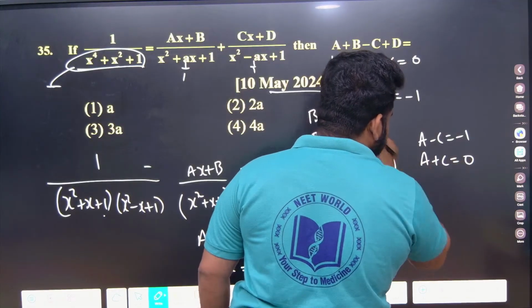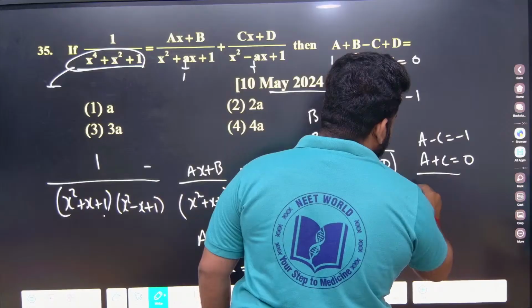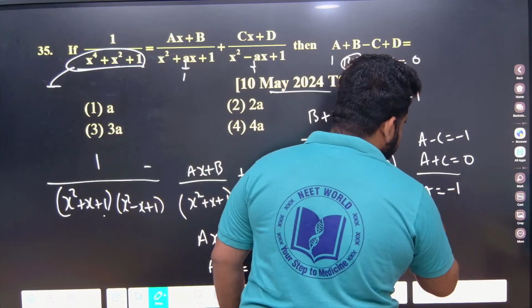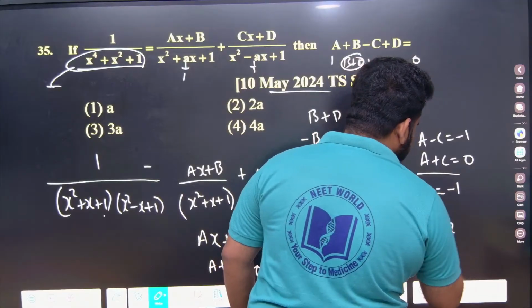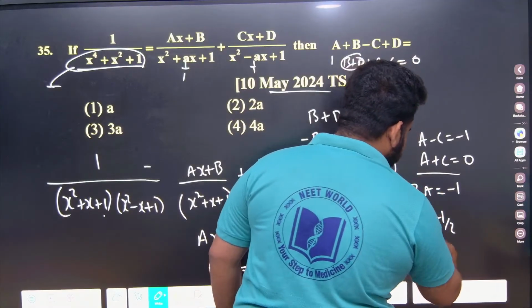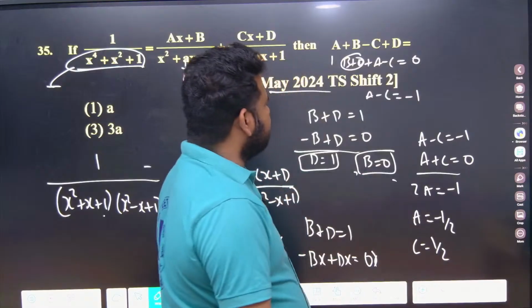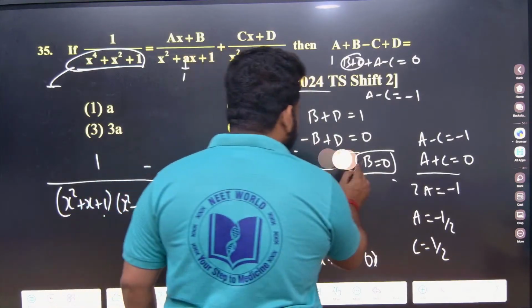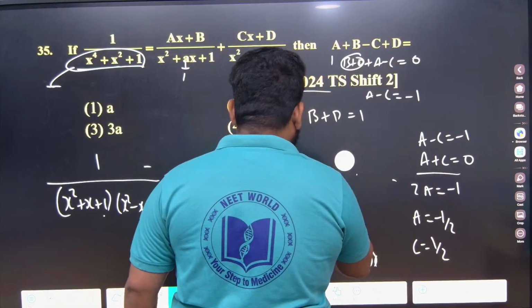On solving this, I'll get 2a is equal to minus 1. So a will be equal to minus 1 by 2. So c will be equal to 1 by 2. So if I put the values, I don't even have to find the values of b and d. Directly I can put it.